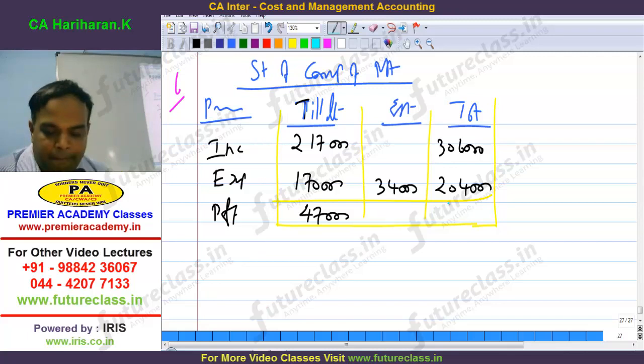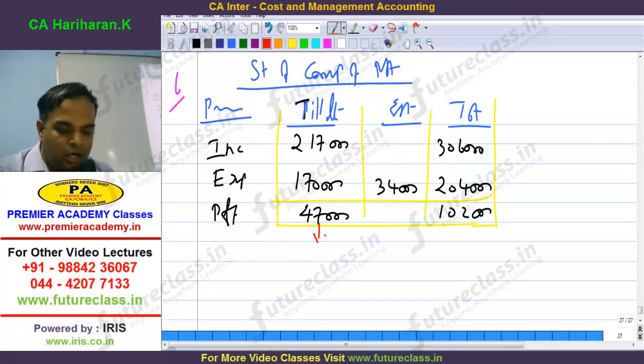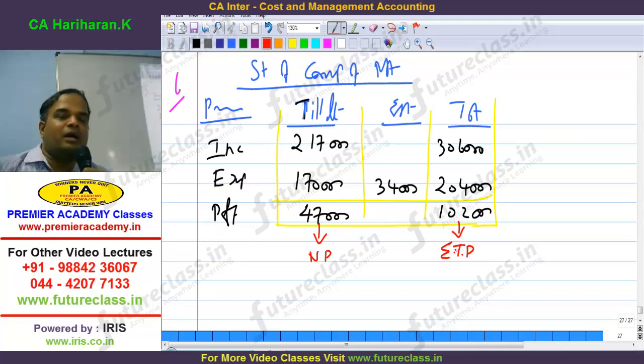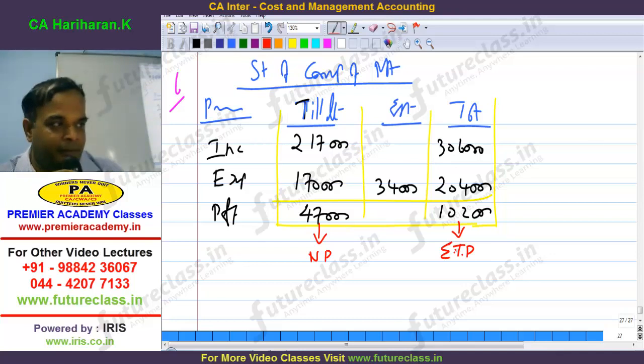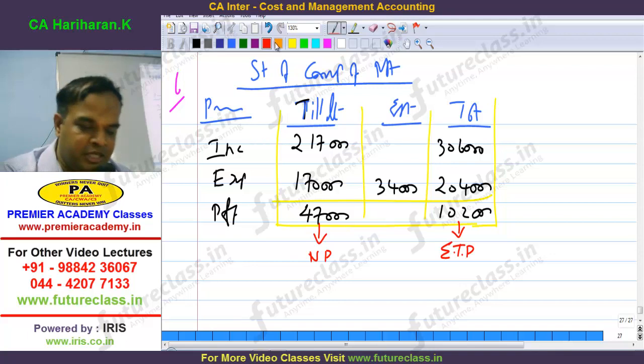Clear? Now here total is 1,02,000. Clear? Now listen here. This is called notional profit. Till date profit is called notional profit, and this is called estimated total profit. What is it called? ETP method, estimated total profit. Are you with me? Comfortable? Whenever you come across ETP, you have to apply the 4 formulas. What are all the formulas with respect to ETP?